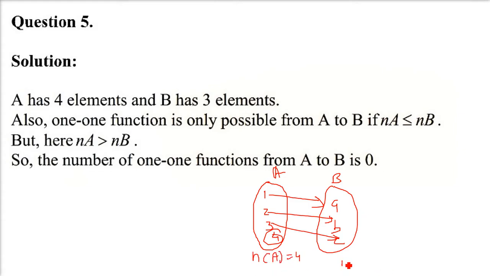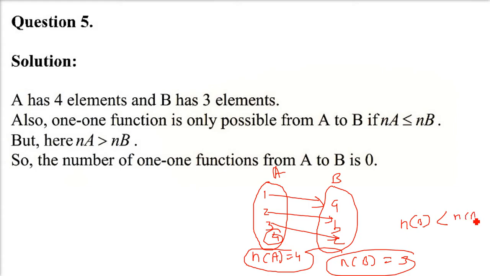I'll give you the mathematical way to understand it. n(A) is 4, number of elements of A is 4, number of elements of B is 3. Since the number of elements of B is less than the number of elements of A, there is no possibility of 1-to-1. Okay? So there will be no 1-to-1 function. The answer is 0.